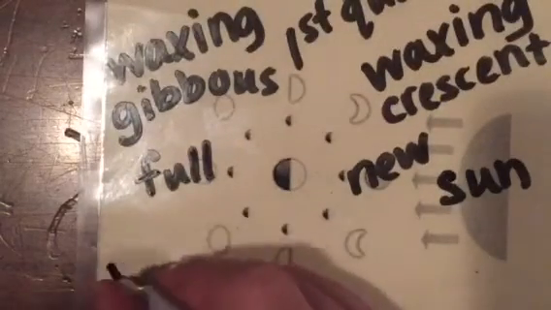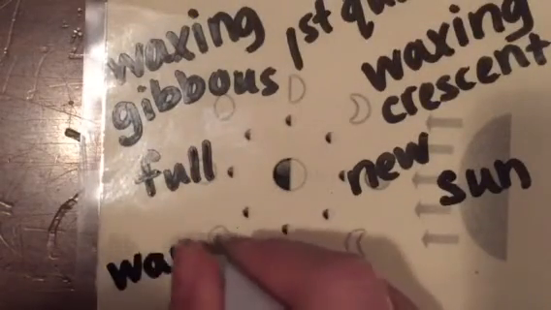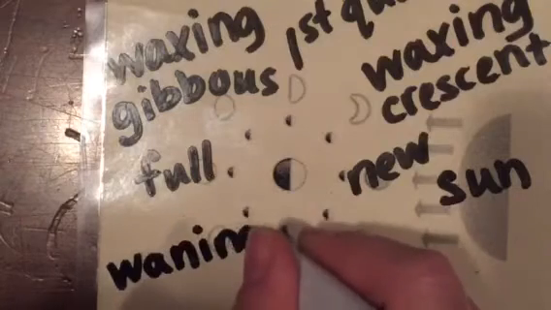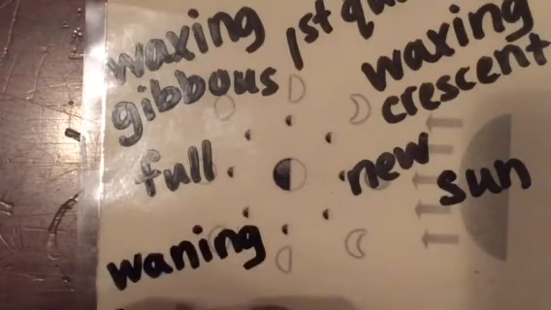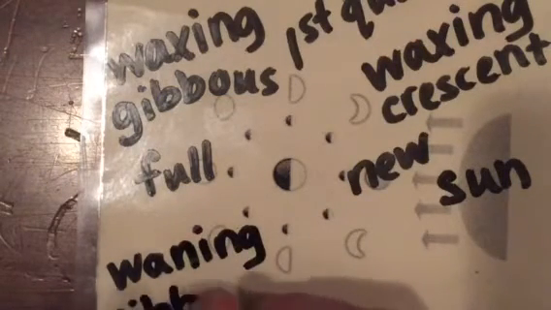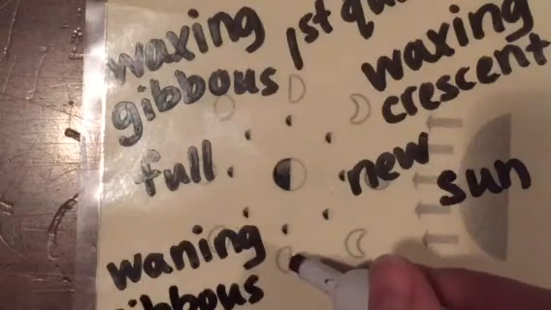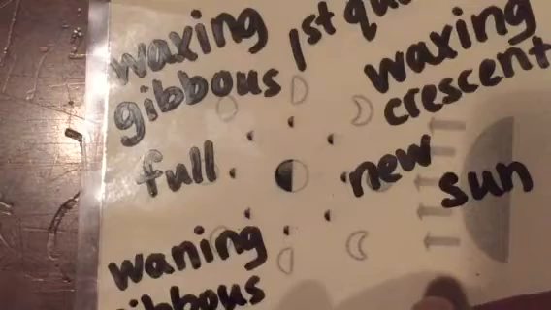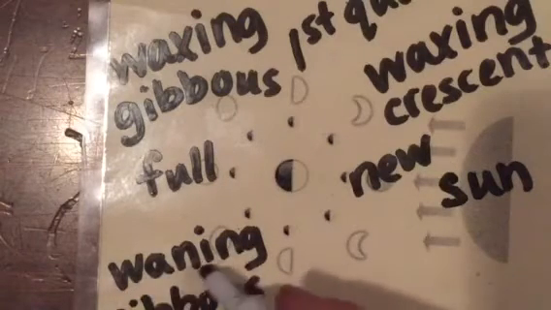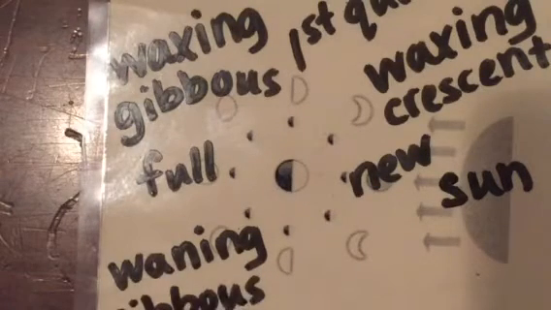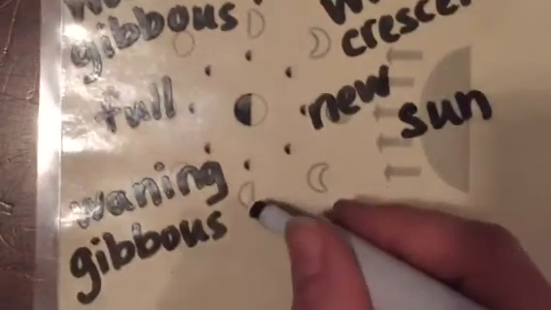Next is waning gibbous. Again, gibbous because the shape is in between a quarter and a full. And it's waning because waning means to lose light. That means that the white part of the moon, the part that we can see, is on the left side.